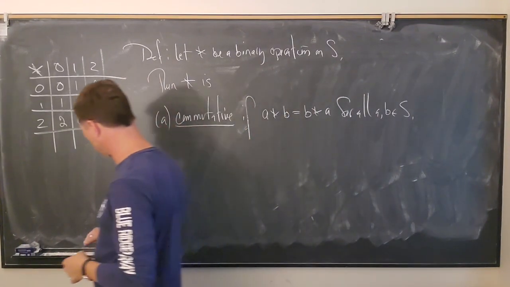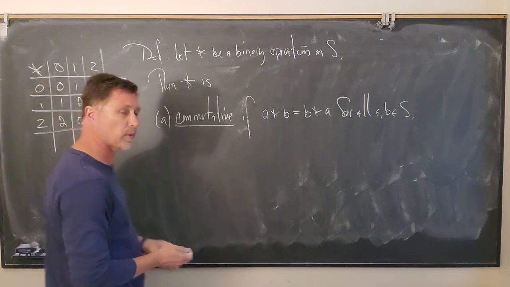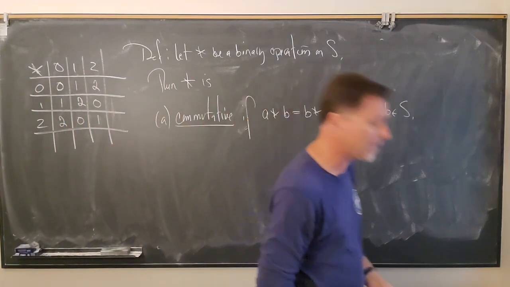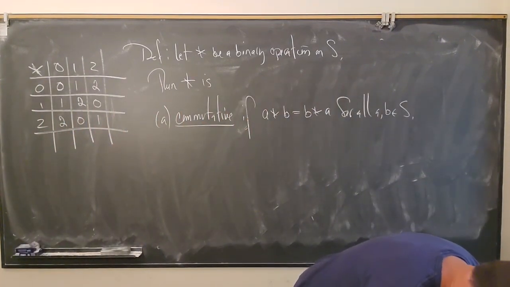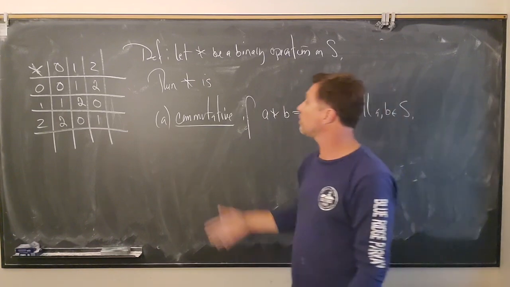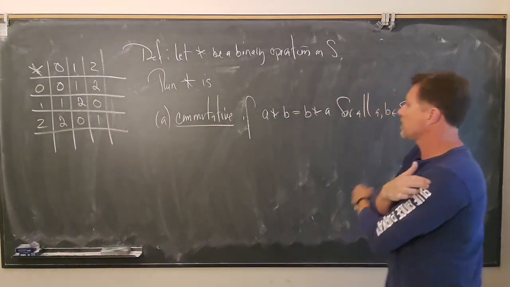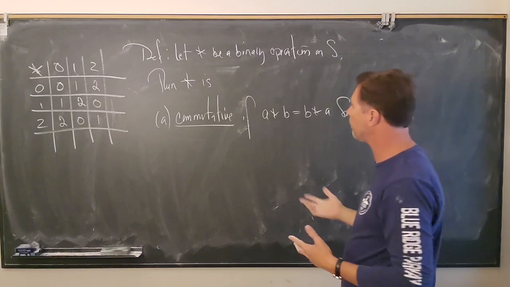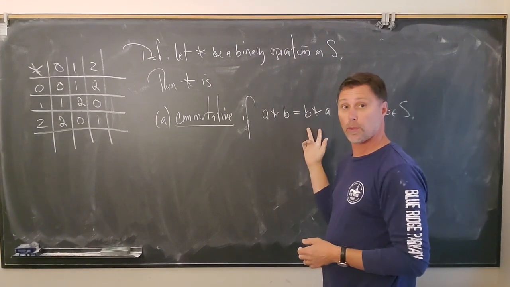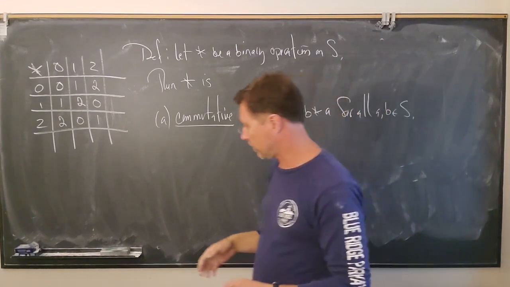I'm sure you've heard the word commutative in the past when it comes to operations like addition and multiplication and so on. Now what we're doing is generalizing this idea. We're saying that it's commutative if you can do the operation in either order and you get the same output, the same result.